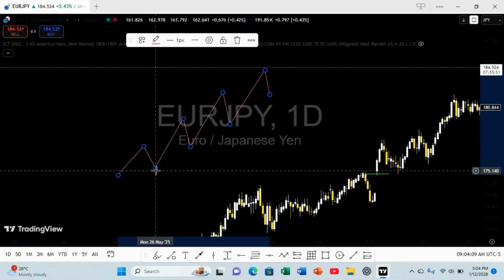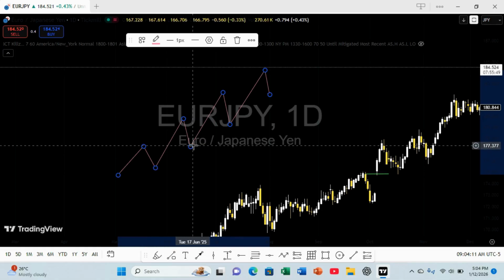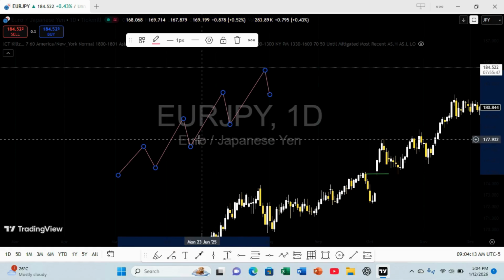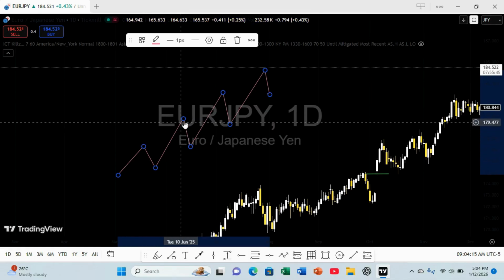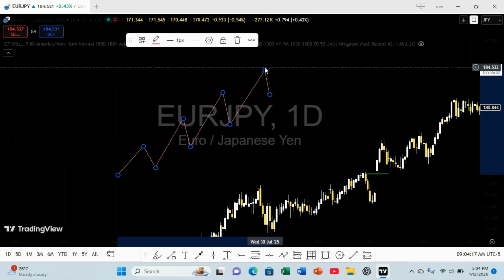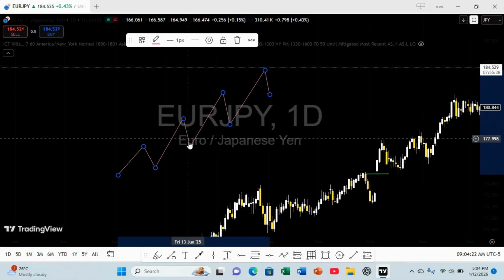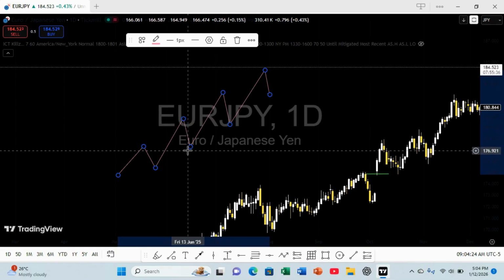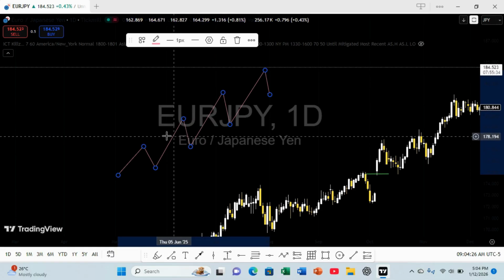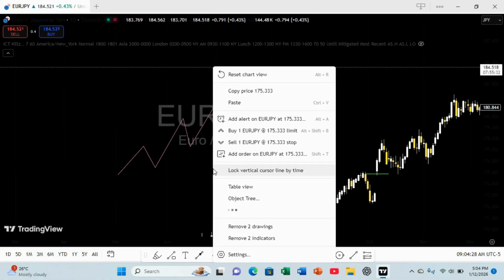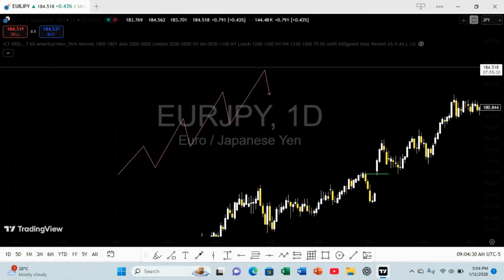This lower low, higher low, higher low, higher low, higher low, higher low, higher high, higher high, higher high, higher high. So what normally happens is that during this price run down, or what we call the retracement, we always have what we call price delivery.